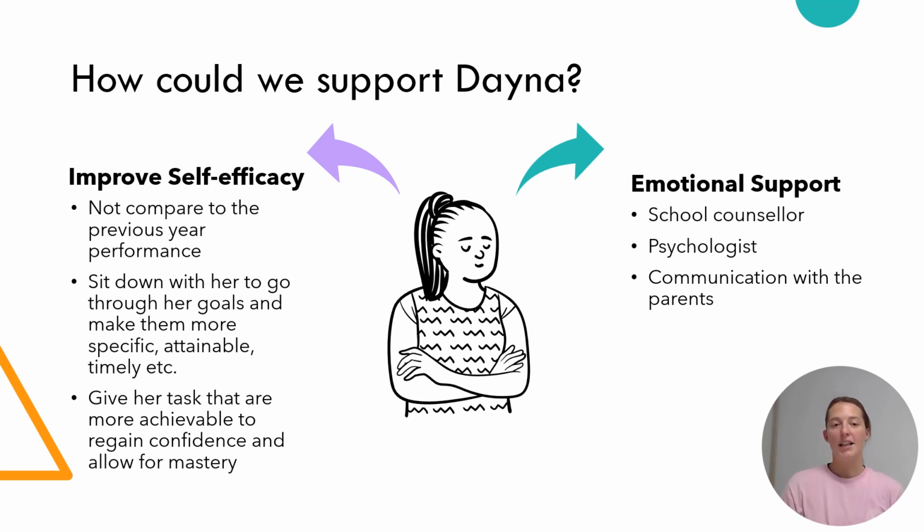And then that might lead you to sit down with her and go through her goals. Instead of just saying I want to get into forensic science, well, okay, what marks do you need to achieve that? Okay, let's sit down and make these goals more specific, more attainable. So we might need you to get an A in science. Okay, so let's break that down further.